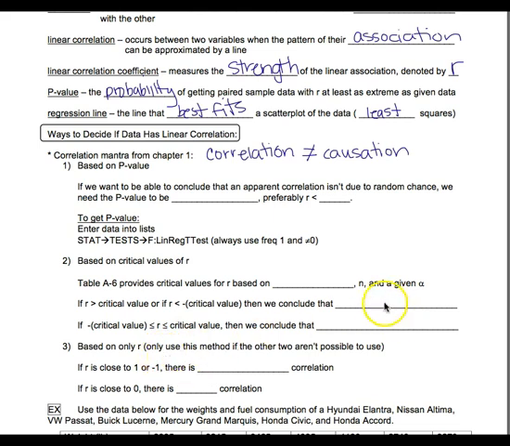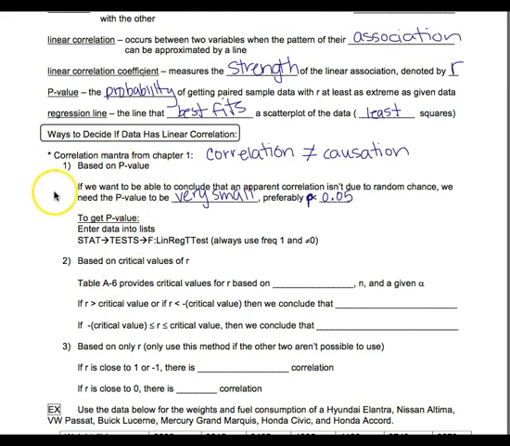So if we want to be able to conclude that an apparent correlation isn't due to random chance, we need our p-value to be very small. And the threshold number that we use for that is 0.05. So if our p-value is less than 0.05, then we're going to say that this has a pretty strong linear correlation.